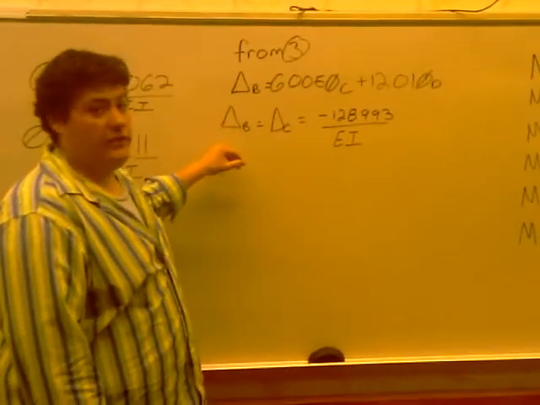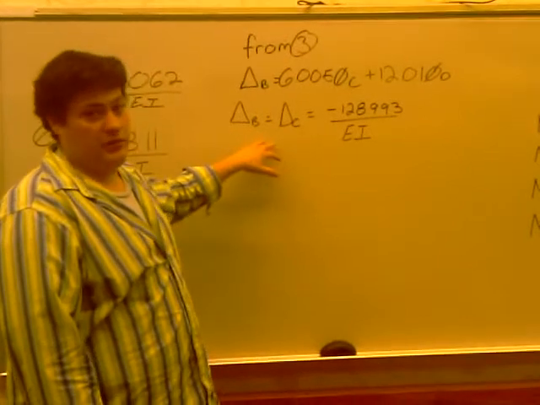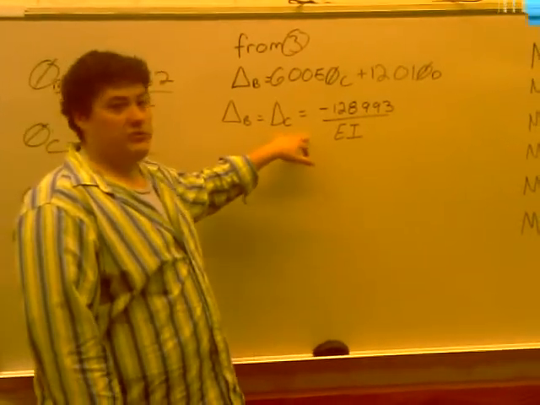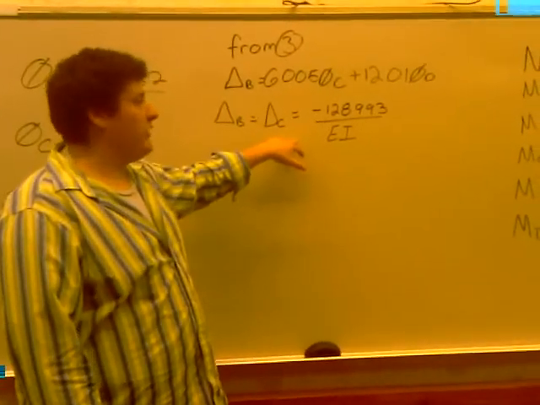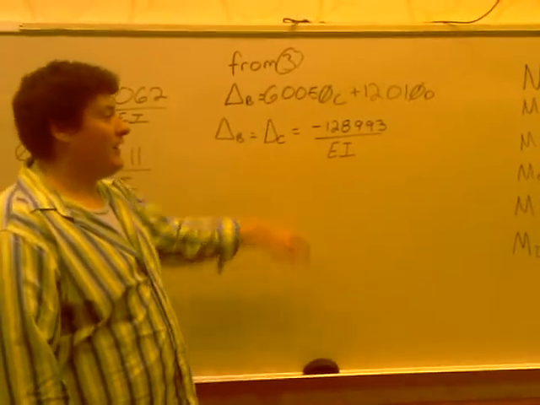So from there we find that the displacement of B, which is equal to the displacement of C, is equal to minus 128,993 over EI.